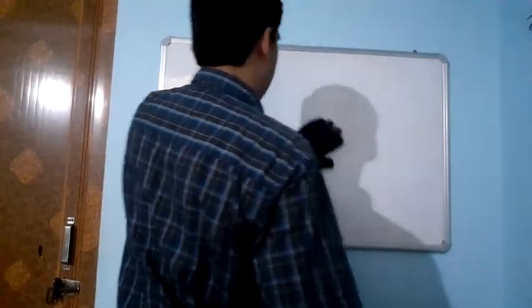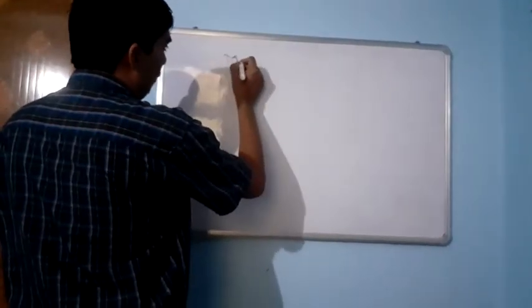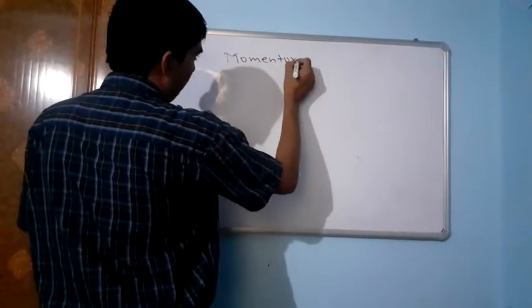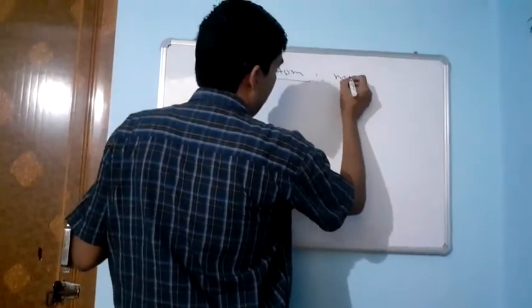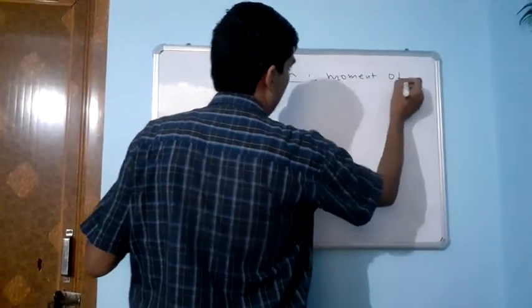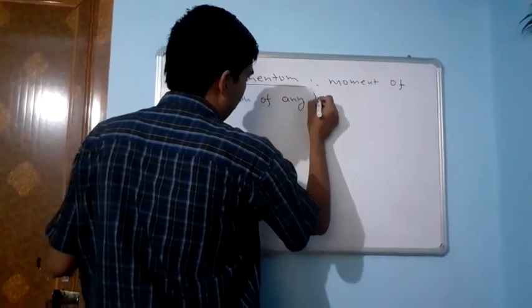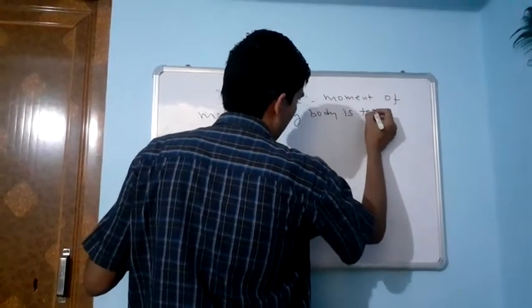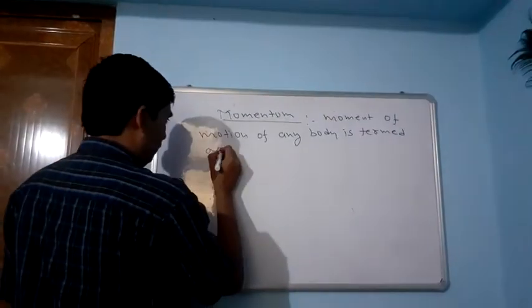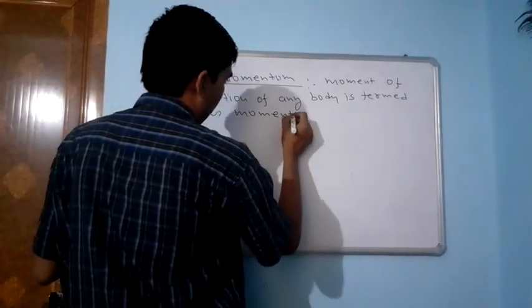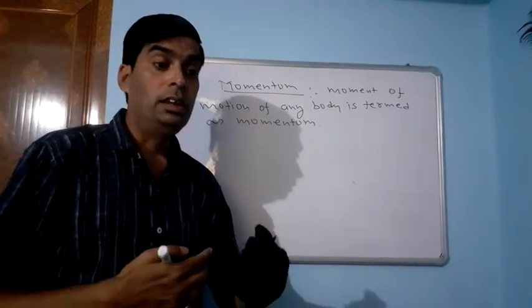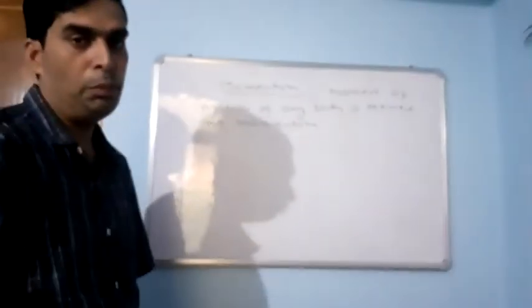What is momentum? As I told, the measure of motion of a body. The measure of motion of any body is termed as momentum. That is, how much motion it has, what is the magnitude of that motion, how much impact the motion can produce on a body, is termed as momentum.